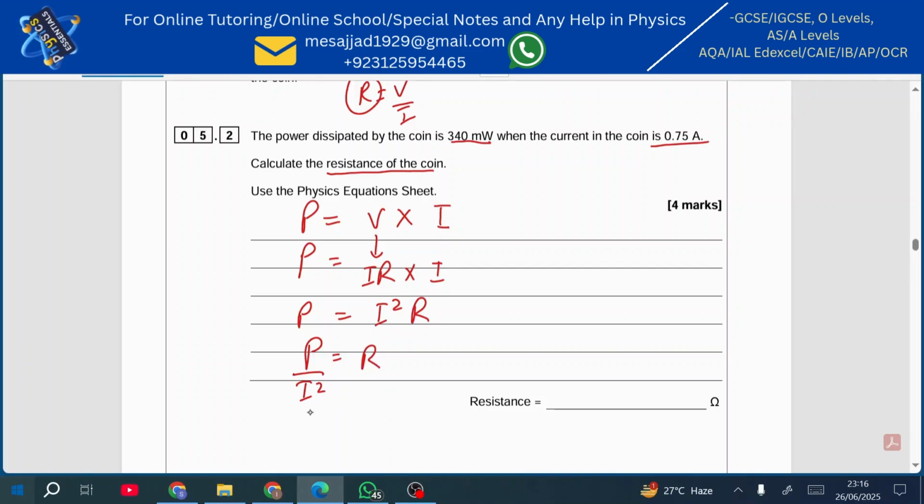Now what is power? Power is 340 milliwatts. Milli means 10 raised to the power minus 3, so 340 times 10 to the power minus 3 divided by current, which is 0.75 amperes, and you need to do the square. And from here, the resistance is going to be 0.60.